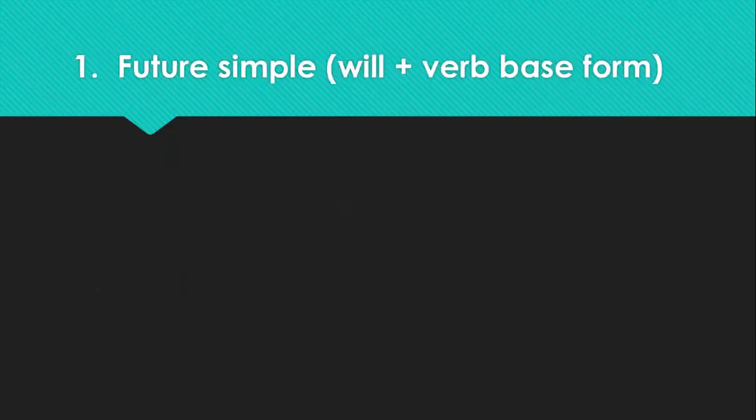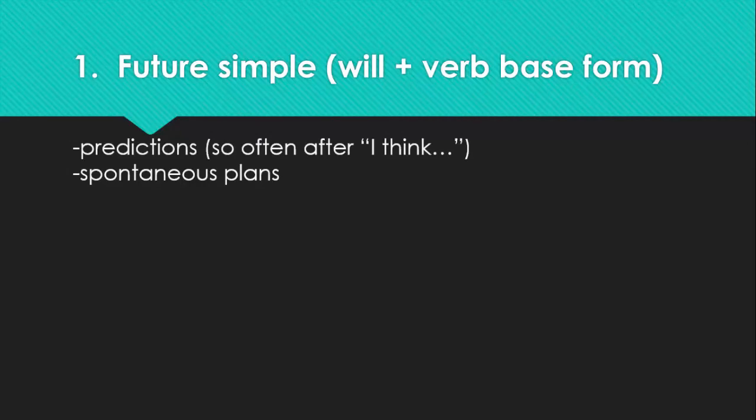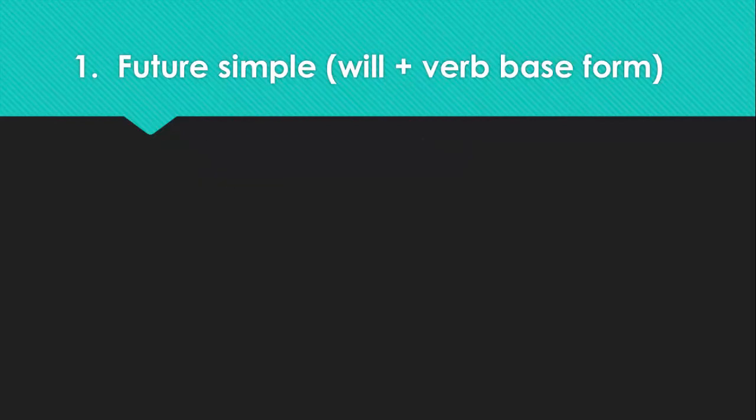Let's start with the future simple, so the tense that you usually meet first when talking about the future in English. This is will plus the verb in the base form, so without to. Okay, so this is used for predictions, so when you've said I think, I believe, or you can use it for spontaneous plans, ideas that you've just had at that moment. So let's have a look at some examples.